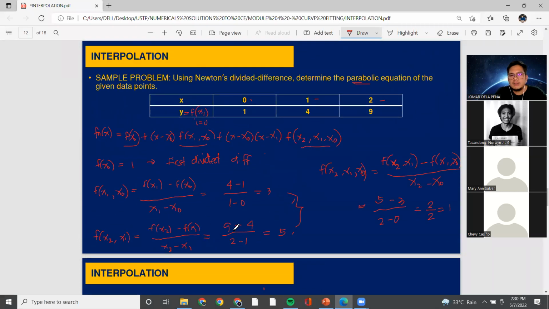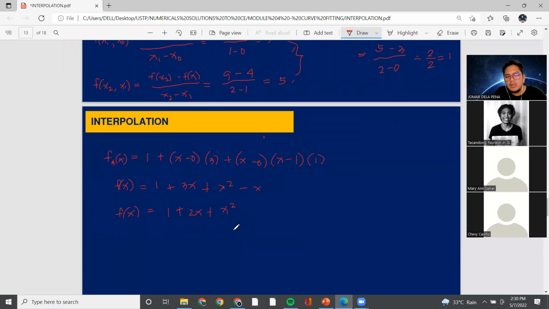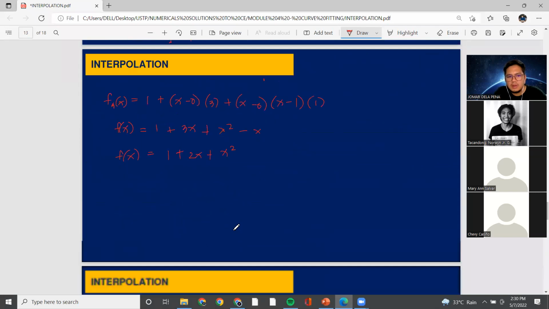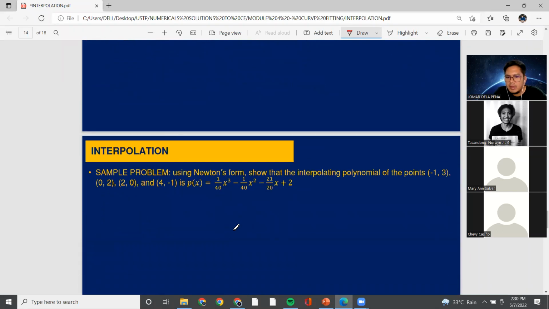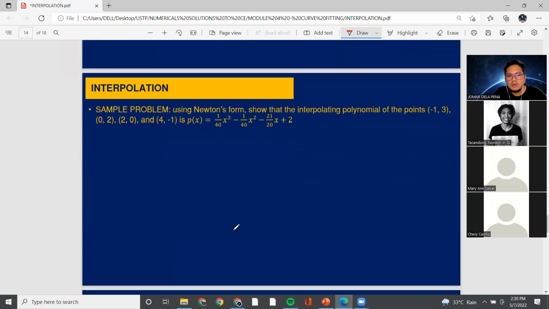Using Newton's divided difference, determine the quadratic equation of the given data points. So mao na yung quadratic equation. Now let's go to the cubic equation. Now using Newton's form, show that the interpolating polynomial of the points 1, negative 1, 3, 0, 2, 2, 0, and 4, negative 1. No? Ato siyang i-show, i-prove ng interpolating polynomials of the points is mao ni siya. The given point is kani nga equation.